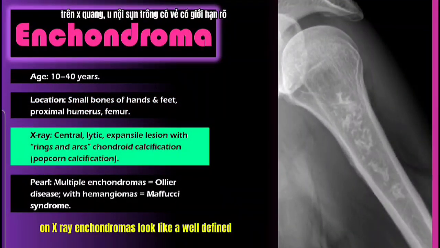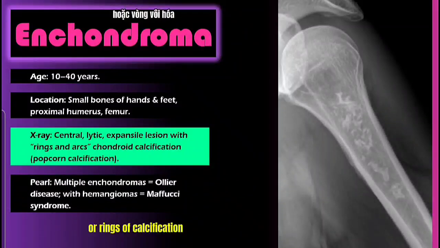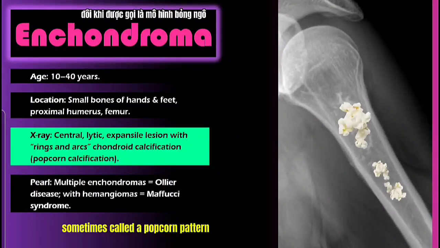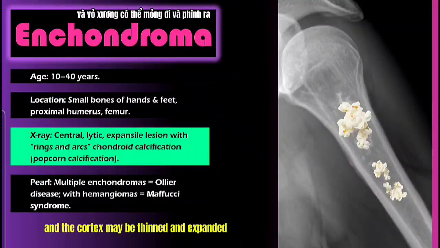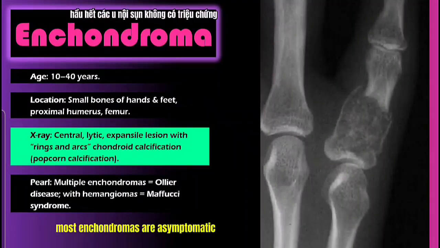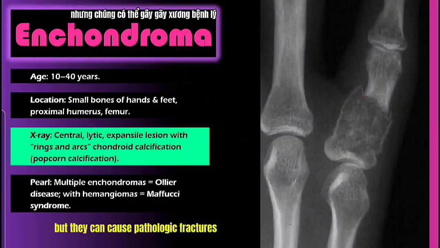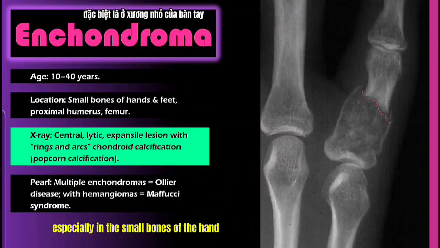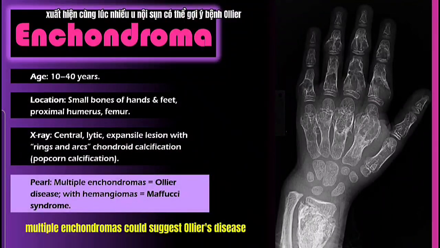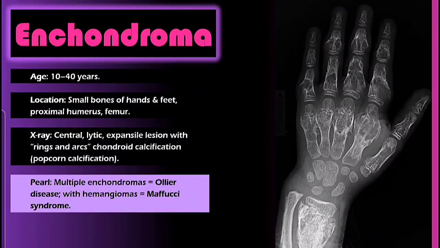On X-ray, enchondromas look like a well-defined central lucent lesion with a possible chondroid matrix calcification, and these appear as tiny speckles or rings of calcification, sometimes called a popcorn pattern. And the cortex may be thinned and expanded, but it usually remains intact. Most enchondromas are asymptomatic and discovered incidentally, but they can cause pathologic fractures, especially in the small bones of the hand. Multiple enchondromas could suggest Ollier's disease, and if it's associated with hemangiomas, think Maffucci syndrome.